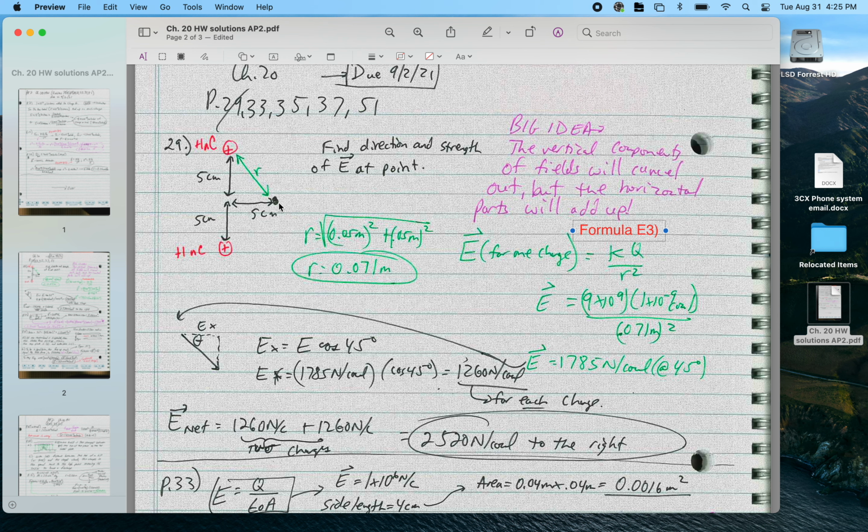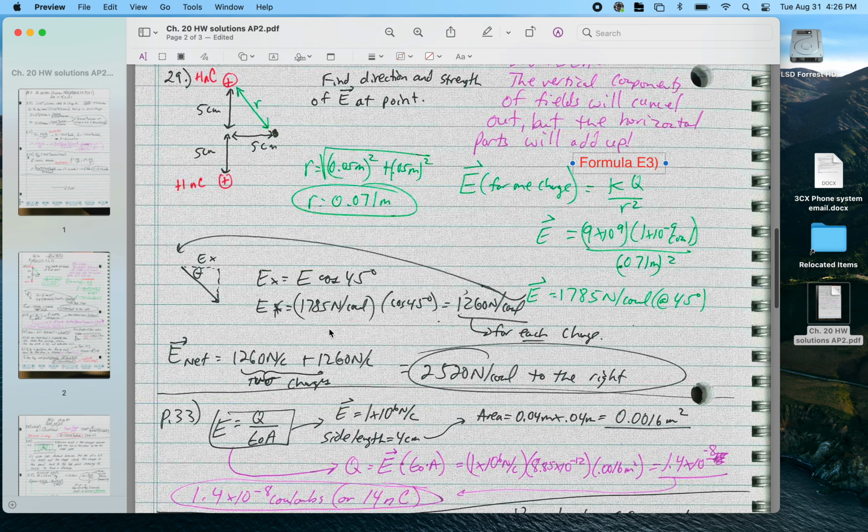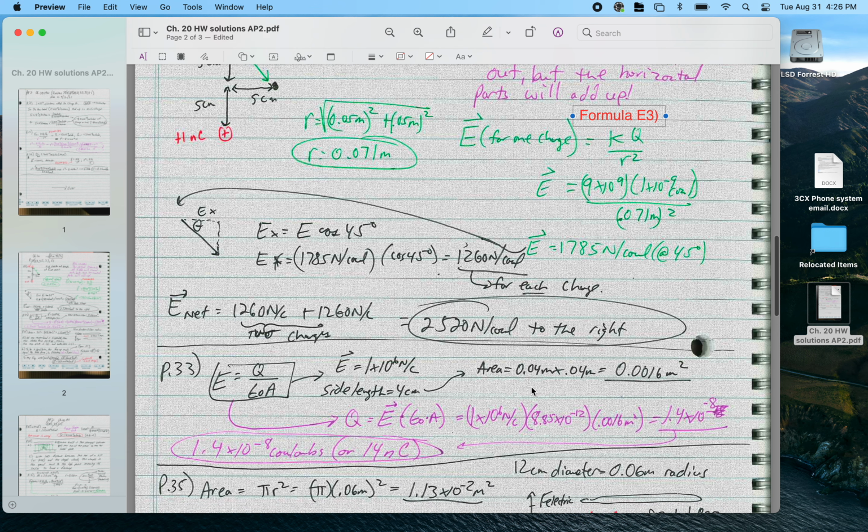That's the field at this point caused by this. This field, or the field at this point caused by this, is also going to cause 1260 newtons per coulomb to the right. Those will add up. The vertical components of the field will cancel out. So taking a look at that, we have a net field of 2520 newtons per coulomb to the right.